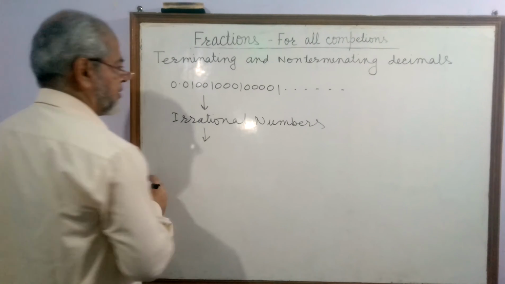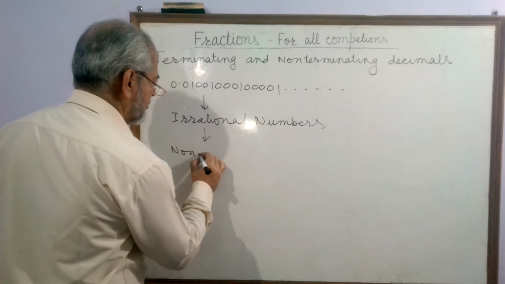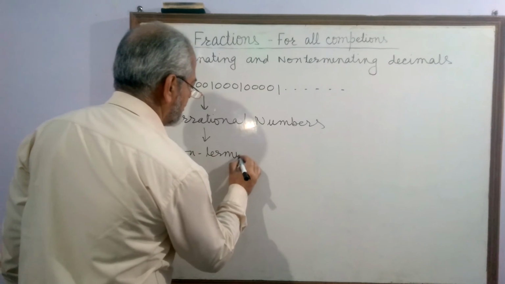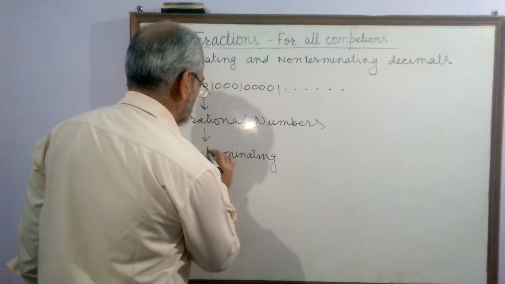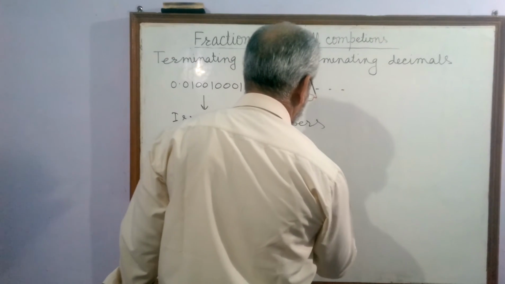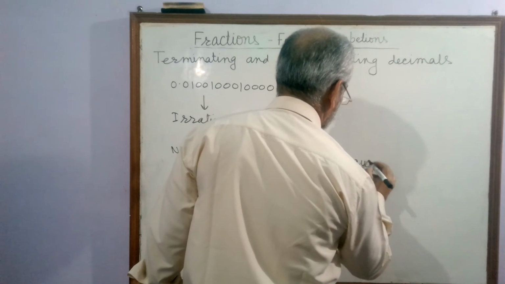And irrational numbers are those numbers which are non-terminating, non-repeating or non-recurring.